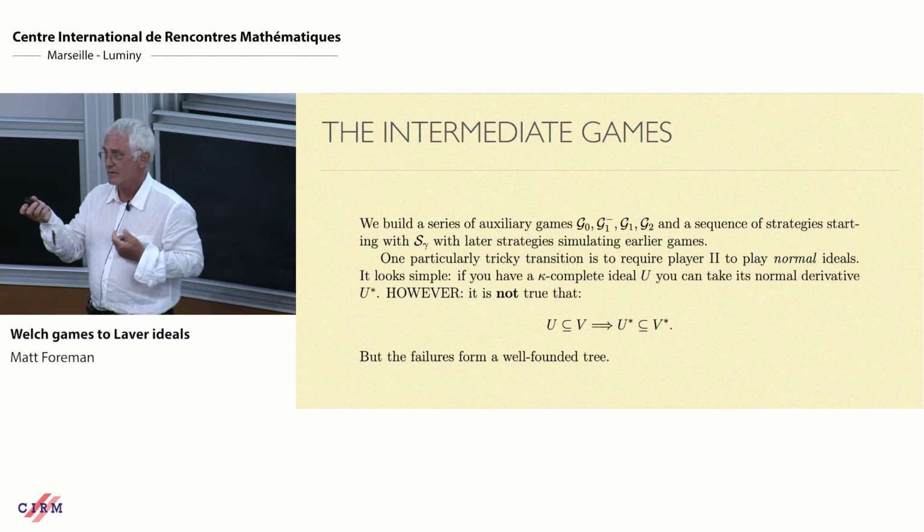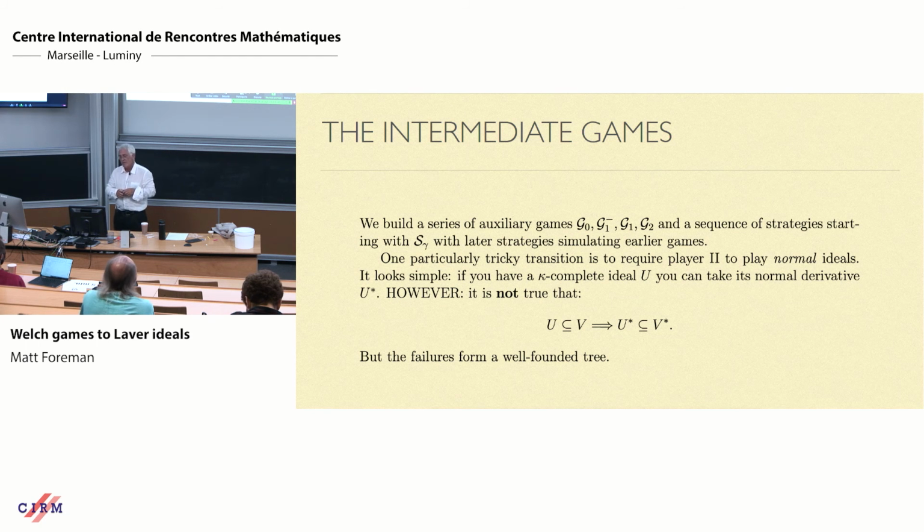Now let me get to Mirna's question. One particularly tricky transition is to require player 2 to play normal ideals. Now why is this tricky? It looks simple. If you have, say, an elementary substructure of H theta and you have a kappa complete ultrafilter on the power set of kappa for that structure, then you can normalize that ideal by taking the ultrapower of that structure by the kappa complete filter and then taking the filter concentrating on kappa. And the result is a normal ideal on that elementary substructure of H kappa.